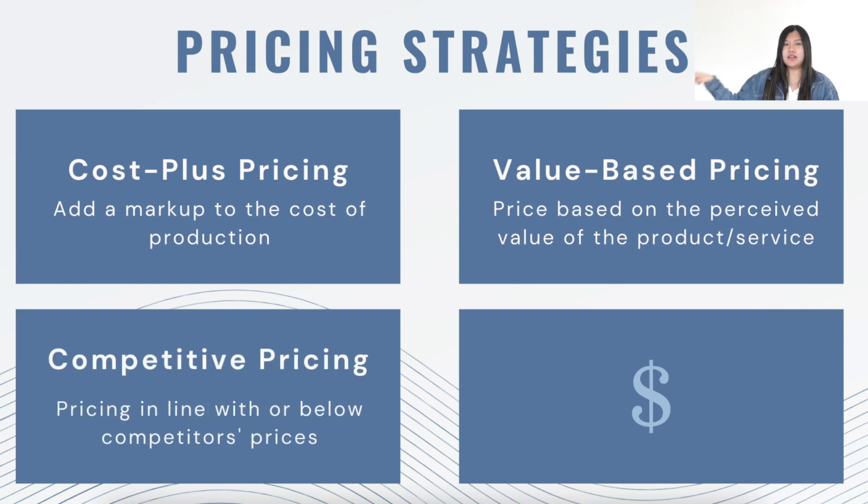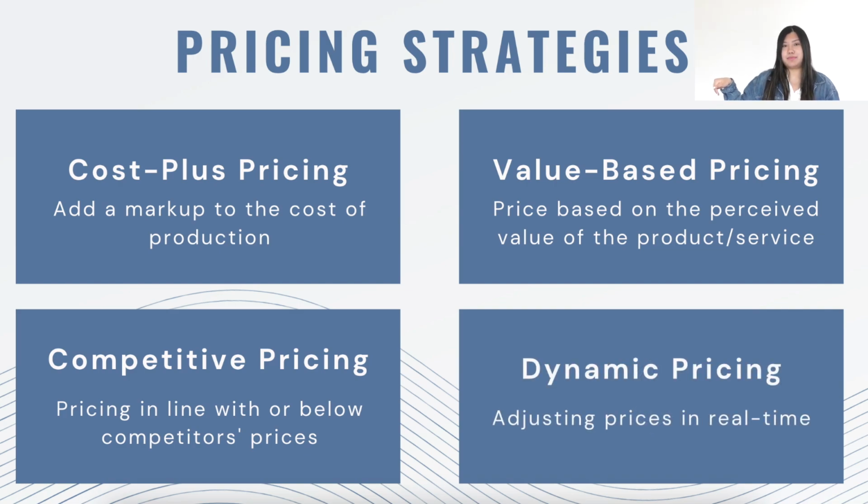Now the bottom left, the next one, would be competitive pricing, which is pricing in line with or slightly below competitors' prices to gain market share. And the bottom right, the last one, would be dynamic pricing, which is adjusting prices in real time based on factors such as demand, seasonality, or inventory levels.